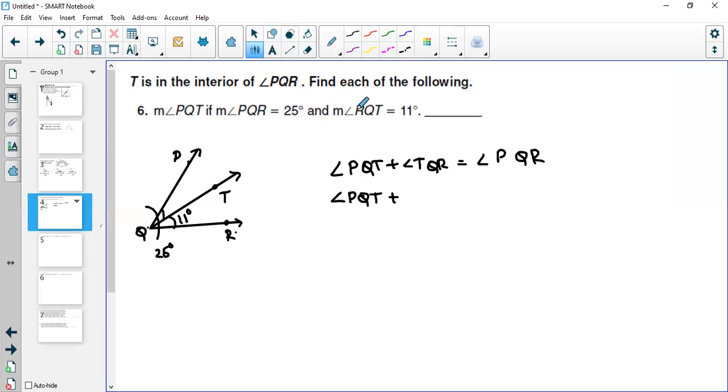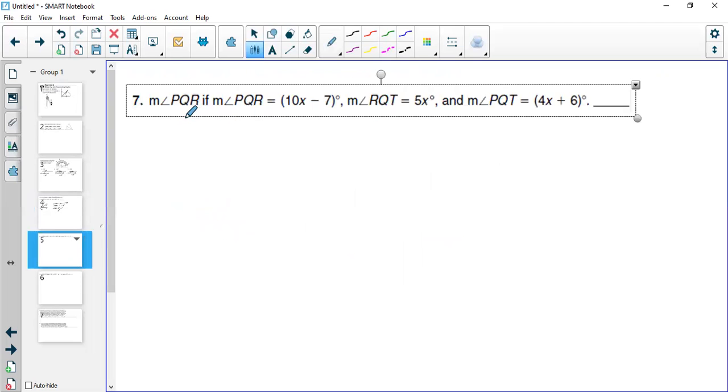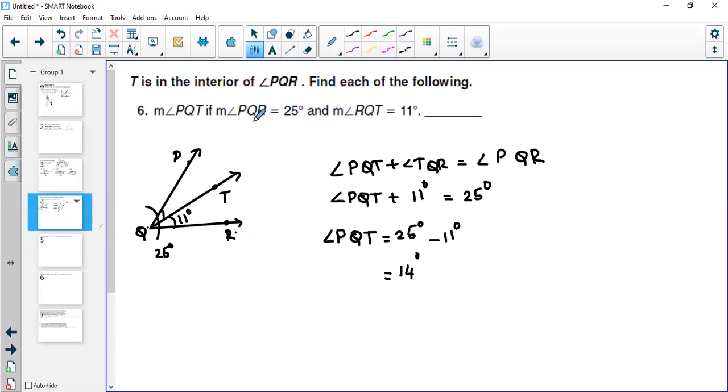So we are going to find angle PQT. Then what is angle TQR? They give TQR as 11 degrees and angle PQR as 25 degrees. So angle PQT is going to be equal to 25 degrees minus 11 degrees. That will leave you with 14 degrees. So angle PQT is going to be 14 degrees. Simply, the bigger angle is 25, one of the small angles is 11, the other one you have to find, you have to subtract. Okay, question number 7. It's the same picture, right? The same figure. So let me draw that PQR.